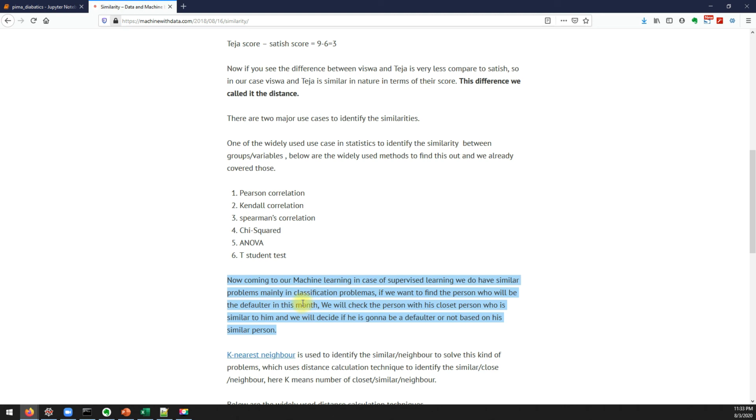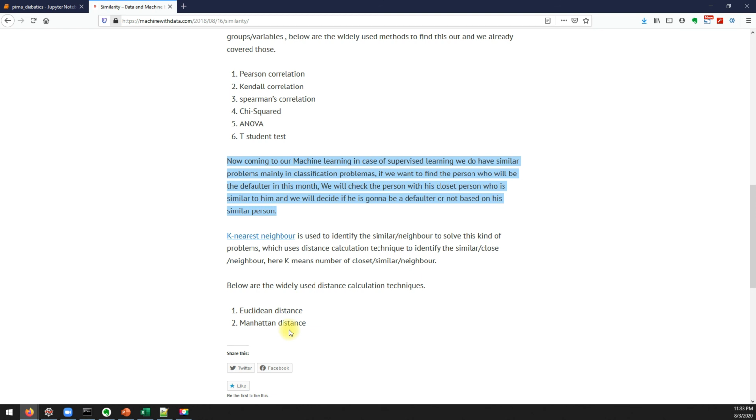Now coming to machine learning, in the case of supervised learning we have similar problems, mainly in the classification world. If you want to find the person who will be a defaulter this month, we'll check the person's closest person who is similar to him and decide if he's going to default or not based on the similarity. One of the most widely used algorithms in the distance-based technique is k nearest neighbor, also called KNN. Maybe in our next video we'll talk about the KNN algorithm, how to calculate it, and how to derive it.